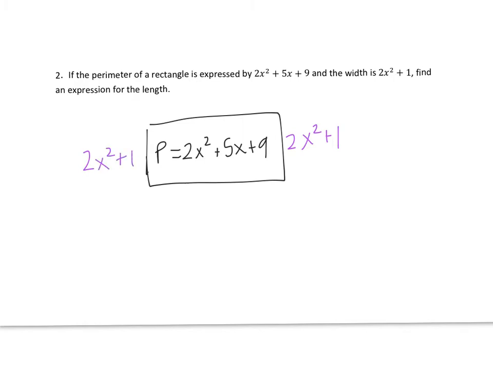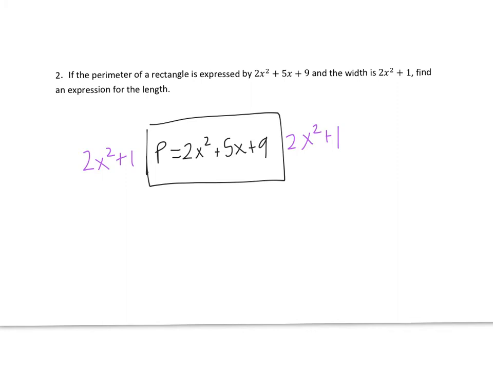What I want to do is add up the two sides that I know, the 2x squared plus 1 of both sides, and then subtract that from the perimeter. That will leave me with some length that represents both of the sides for the length. I'm going to take that answer and divide it by 2 so that I'm only left with one of the lengths. So let's get started, because we've got some work to do.